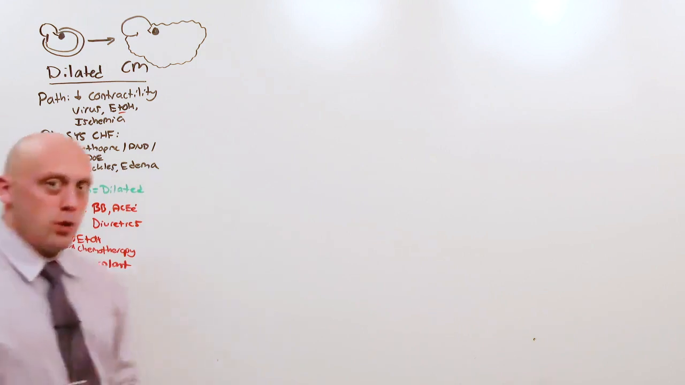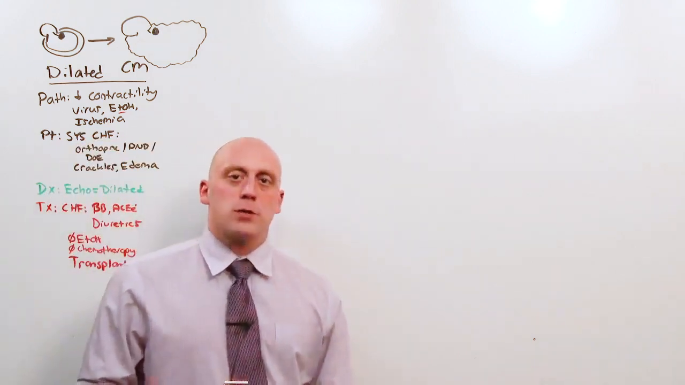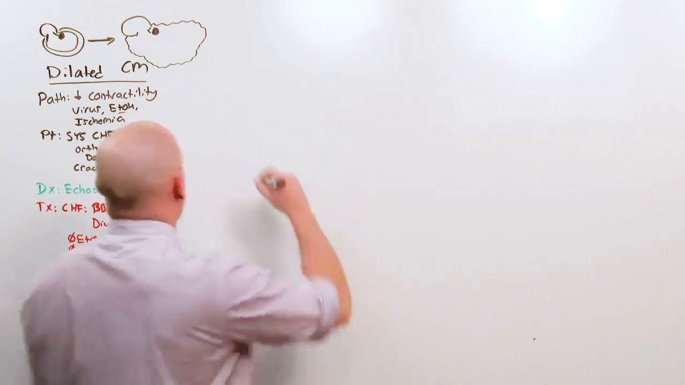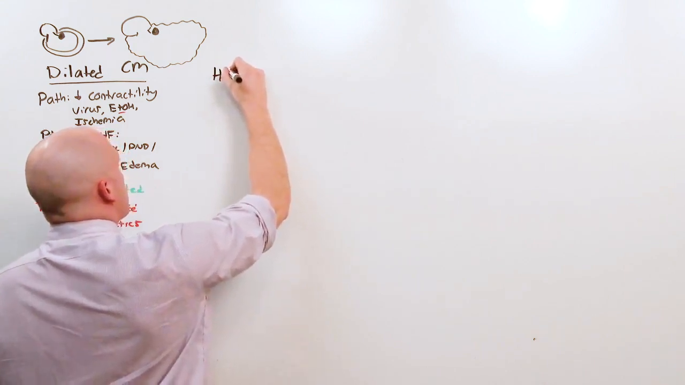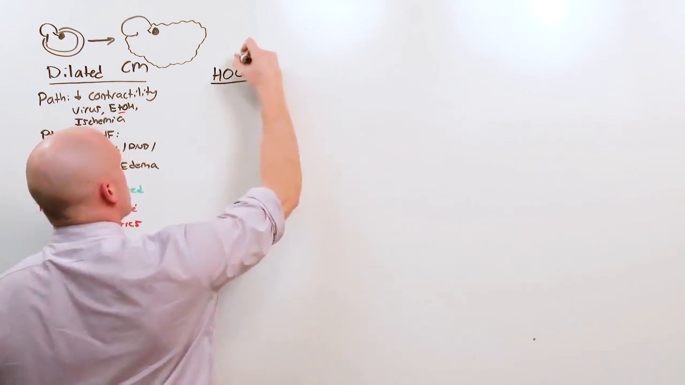The next two have similar sounding names. And what used to be hypertrophic obstructive cardiomyopathy is now just hypertrophic cardiomyopathy. That's what we're going to talk about next. We'll compare that to the concentric hypertrophy. Hypertrophic obstructive cardiomyopathy. Let's first draw the picture of what it looks like.